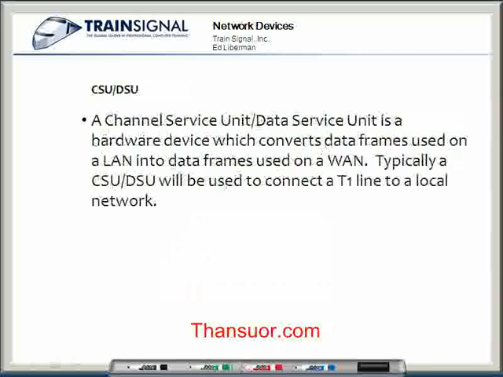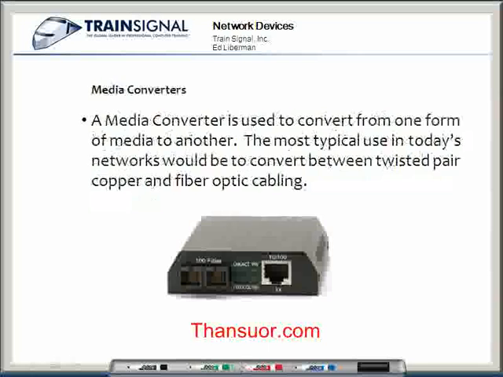Now, if we go back a page here, you might remember the CSU DSU we were just talking about, and some people refer to this as being a form of media converter. And the reason why is because it's a box that has a couple of ports on it, and on one port it's going to connect to an external T1 line, which is using one form of media, and then the other port's going to be connected typically to twisted pair Ethernet cabling, which is a different form of media, thereby making it a media converter.